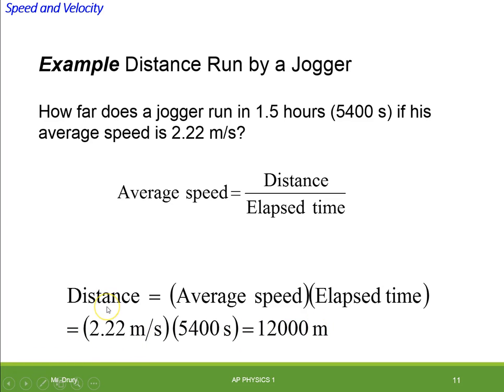If you look at this, is that the correct units? Well, we know distance should be measured in meters. If we take meters per second from average speed and multiply it by seconds, the seconds cancel out, one on top, one on bottom, so it does indeed work correctly.